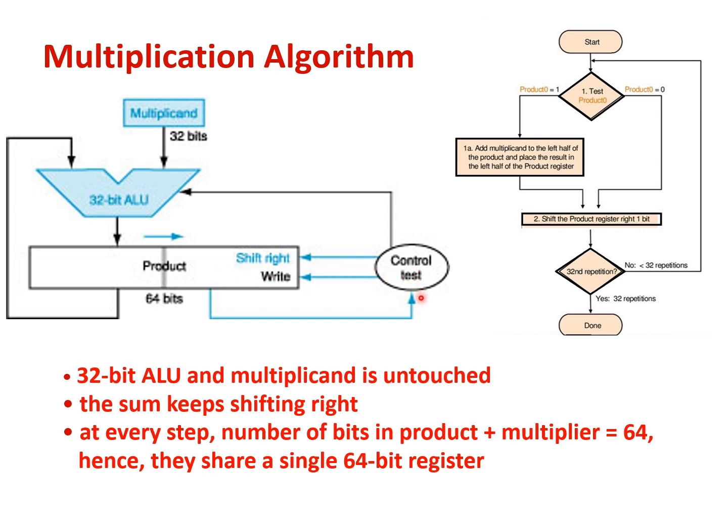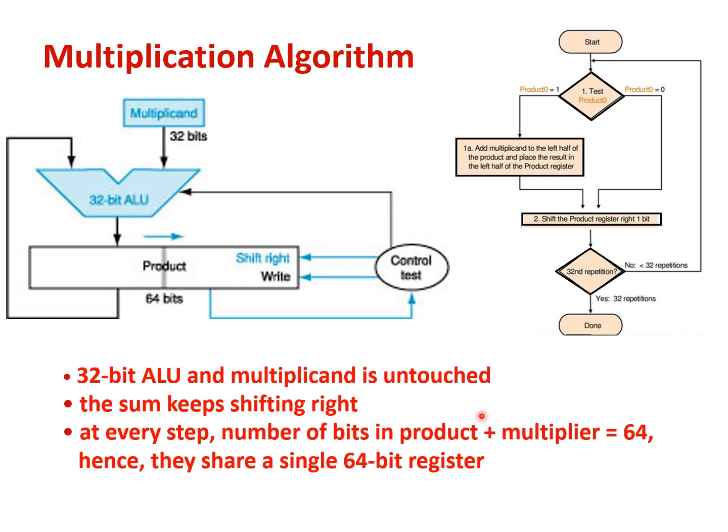So the control unit is determining whether to shift, or to shift and add both. These steps are written here. The 32-bit ALU and multiplicand are untouched, that means they are not changed or shifted. The sum keeps shifting right, and at every step the number of bits in product plus multiplier is 64. Hence, they have a single 64-bit register.